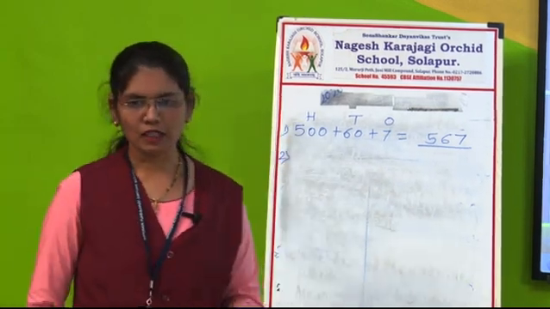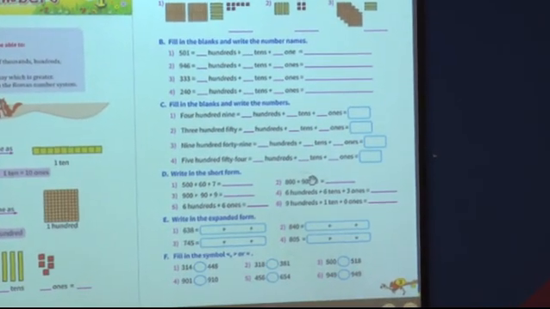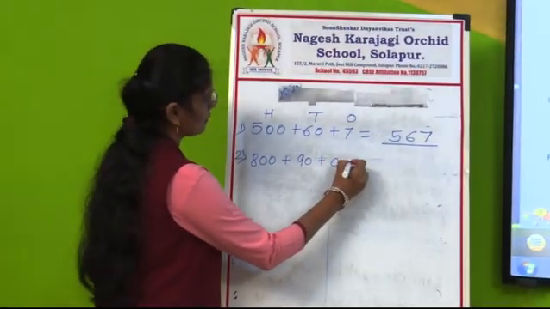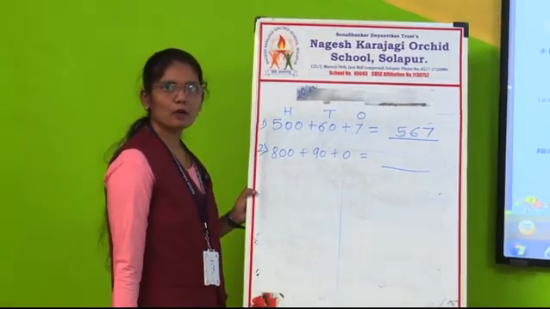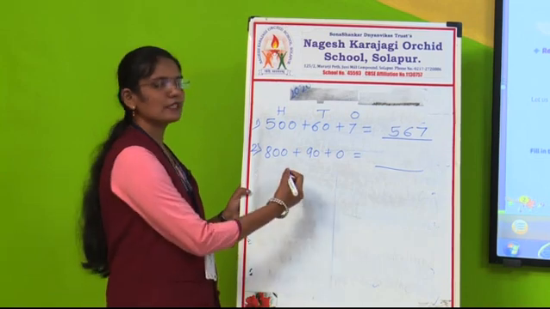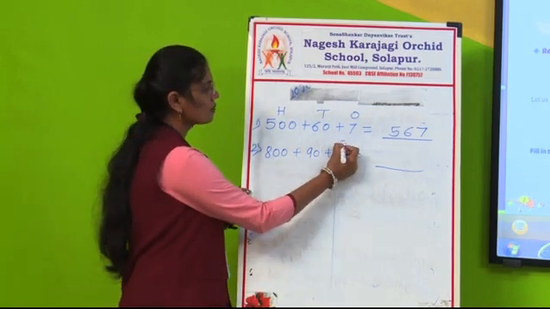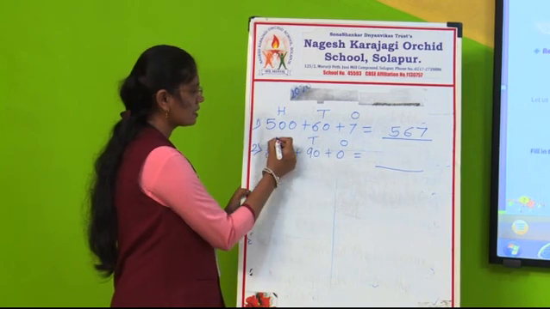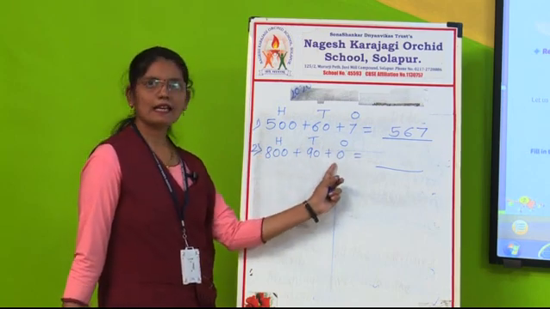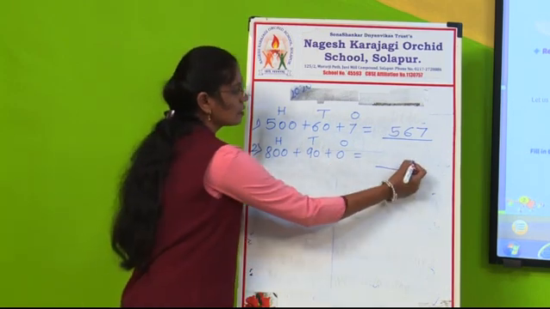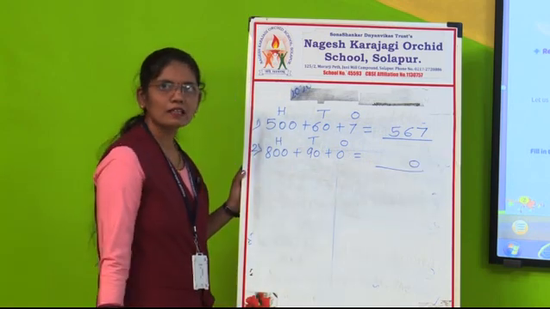The next example is 800 plus 90 plus 0. Now let us see how to solve this. 800 plus 90 plus 0. What I told you students, whenever you see the number, at the top of the number you have to write ones, tens and hundreds. So let us write, this is ones place, this is tens place, and this is hundreds place. Okay. Now see carefully how many ones are there. Yes, here 0 ones are there. So at the ones place we will write 0.